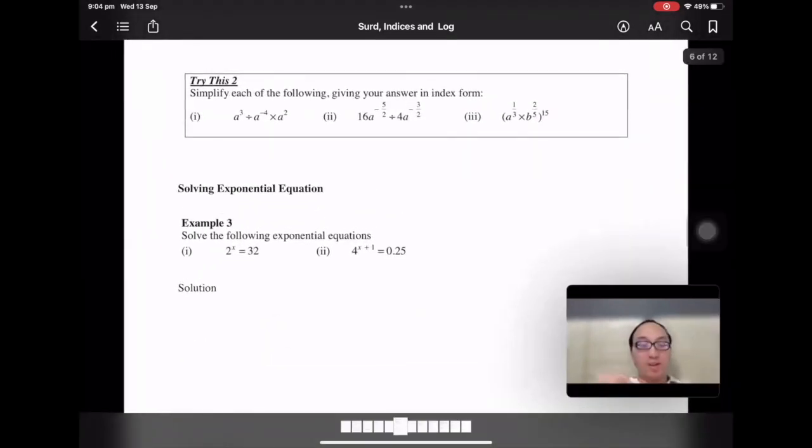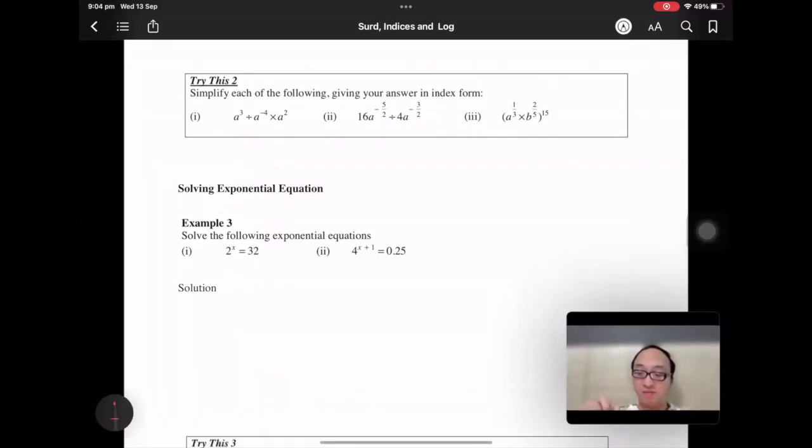You can try this again as an exercise. Now we move on to solving the exponential equation. That means we have the equation in terms of the indices, the power. So we have to solve to find the power.